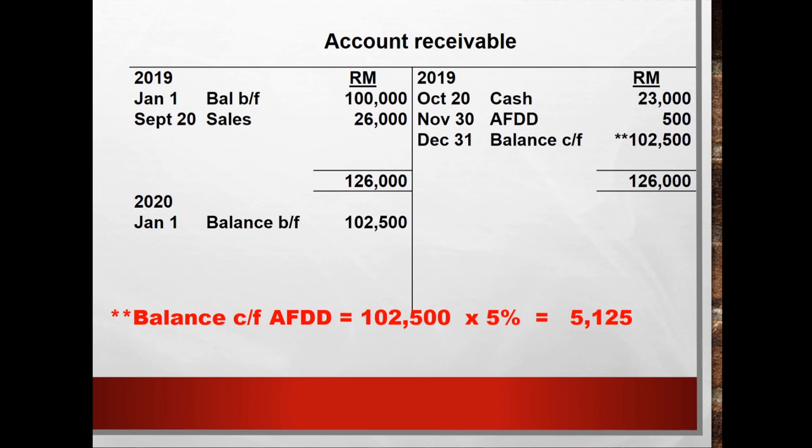Now the second step, you have to calculate the balance carried forward of allowance for doubtful debt. So this is the formula: 5% given in the question times the balance carried forward of account receivable, 102,500. Then you will get 5,125. This is the balance carried forward of allowance for doubtful debt, or the ending balance of allowance for doubtful debt.